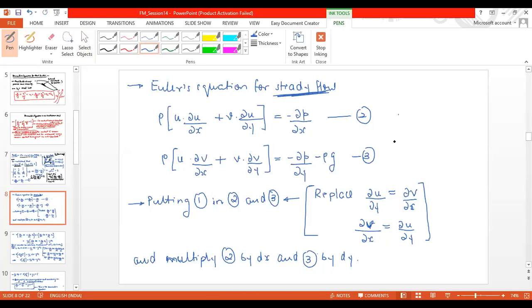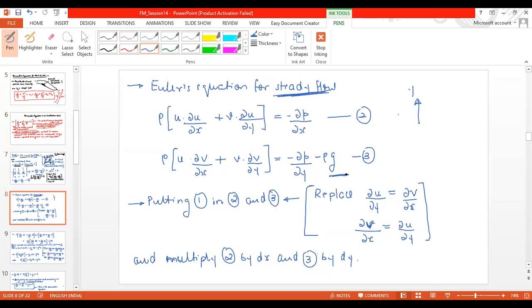Here your Y direction is the vertical direction. In place of Z, which we initially used, with delta P by delta Z minus rho g, since your vertical direction is the Y direction, we take rho times (U delta V by delta X plus V delta V by delta Y), because we are now talking about motion in the Y direction. That is equal to minus delta P by delta Y minus rho g.